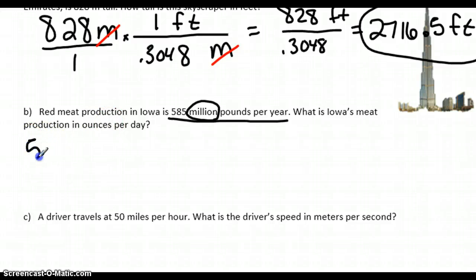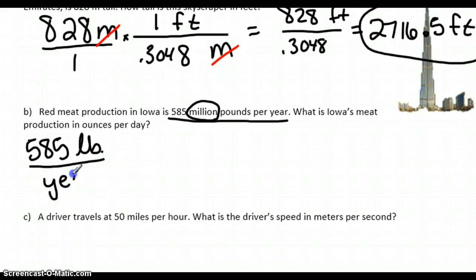So I'm going to write this down. I'm going to go for 585 pounds. LB is the abbreviation for pounds per year. Per, again, is one of those words we use for division, so I'm using a division bar for the word per. Okay. Now we're going to multiply this by a certain fraction. I need to go from pounds first into ounces. So I need to know how many ounces there are in a pound.